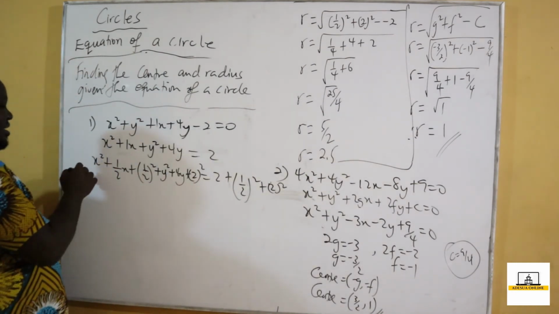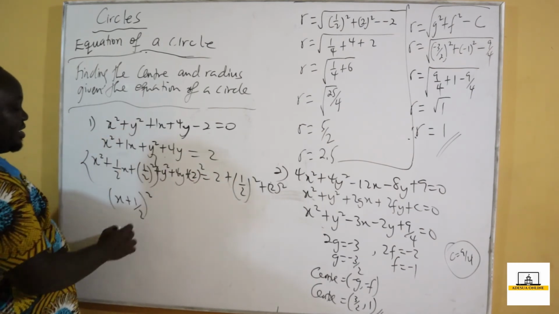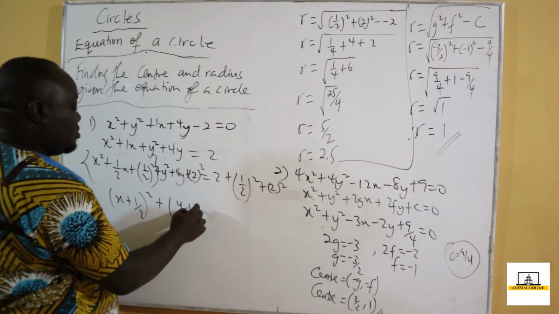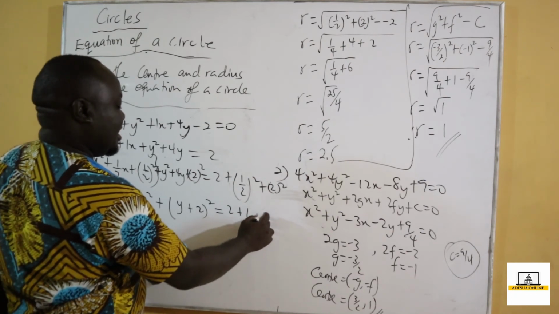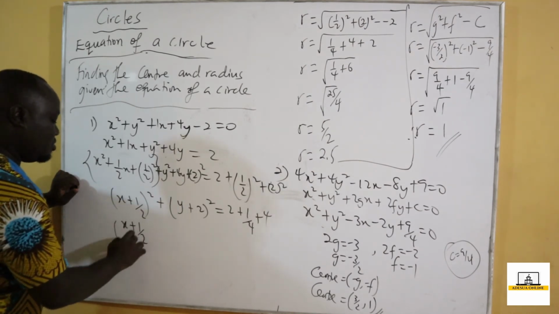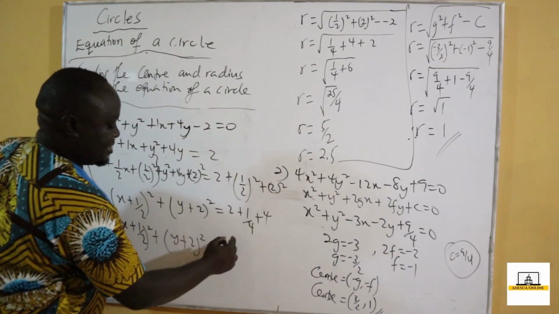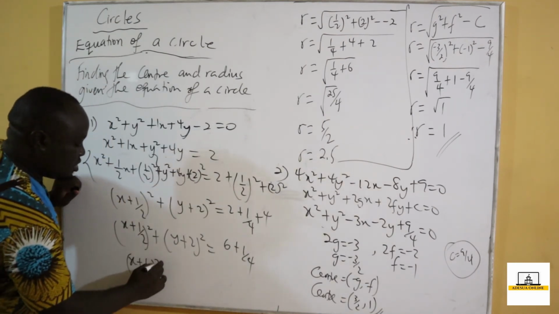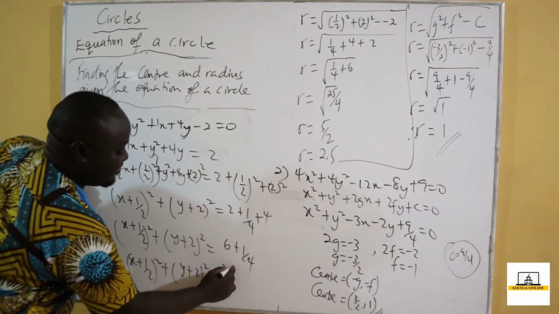So when we compare, this expression can be written as x plus 1 over 2 all squared. Then this can also be written as y plus 2 all squared equals to 2 plus 1 over 4 plus 4. So when you compare, this will be x plus 1 over 2 all squared plus y plus 2 all squared equals to 6 plus 1 over 4. Then we shall get x plus 1 over 2 all squared plus y plus 2 all squared equals to 4 times 6 is 24 plus 1, we have 25 over 4.